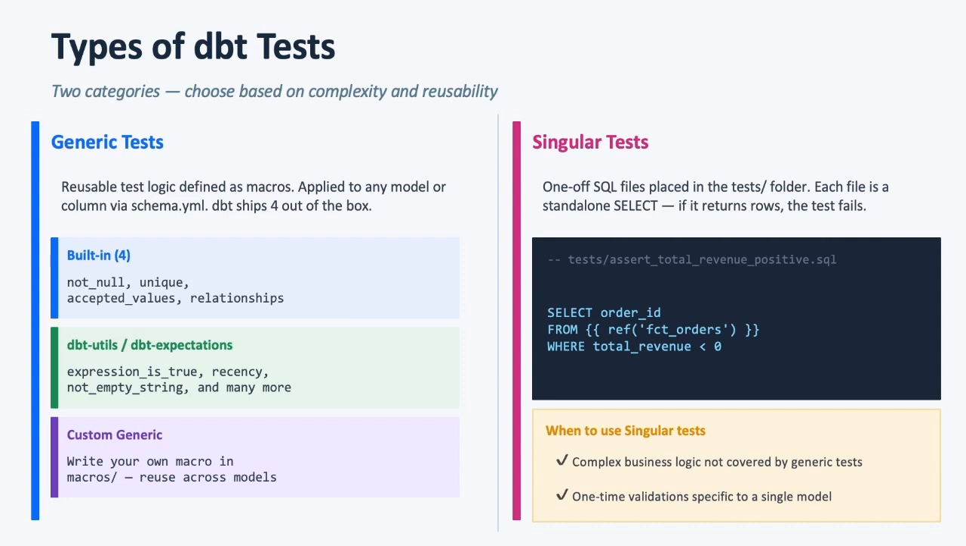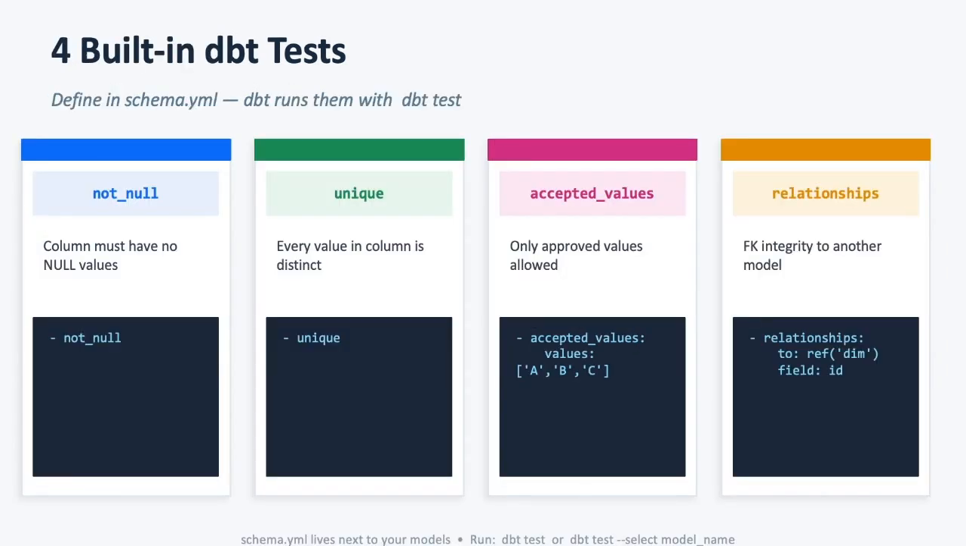Let's talk about the four built-in tests that DBT gives you by default. The first one is not null. This is the most commonly used test. This checks if the column has null values. For example, if your order ID column should always have a value, you add hyphen not null in schema.yaml.